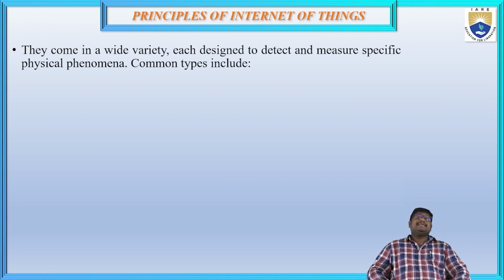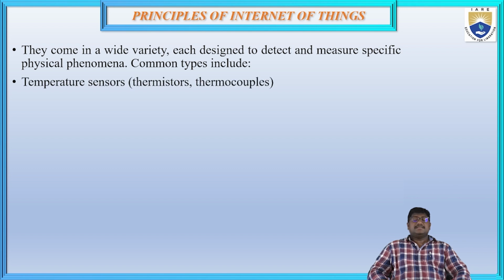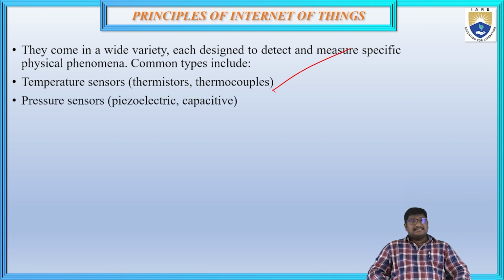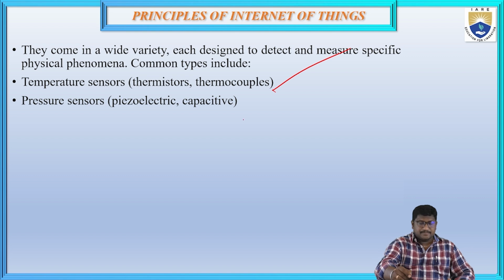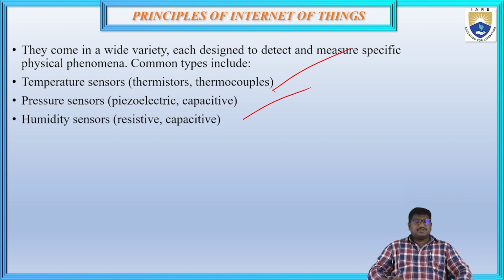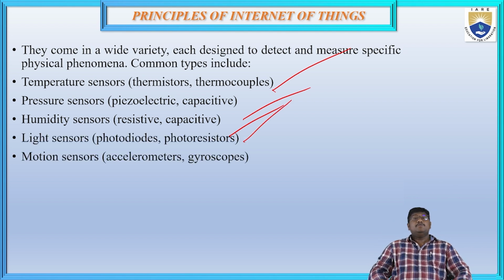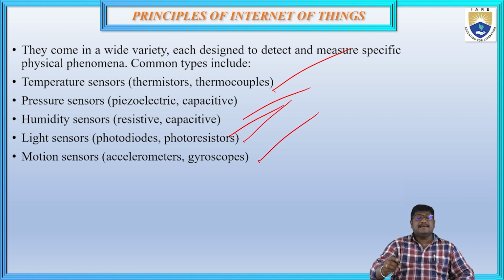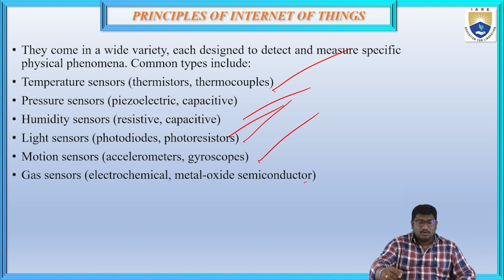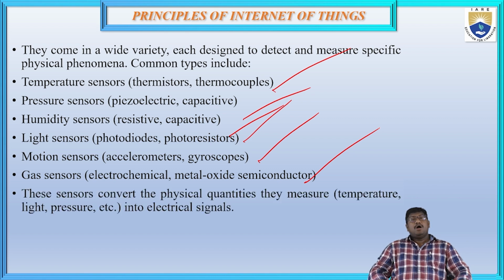There are n number of varieties which are designed to detect specific physical phenomena. The common types include temperature sensors, which are thermistors and thermocouples. Thermistors are the best example of a temperature sensor. Pressure sensors, piezoelectric and capacitive, can also be used. Humidity sensors, which are resistive and capacitive. Light sensors, which use photodiodes and photoresistors. Motion sensors, which use accelerometers and gyroscopes. Gas sensors, which use electrochemical and metal oxide semiconductor types.